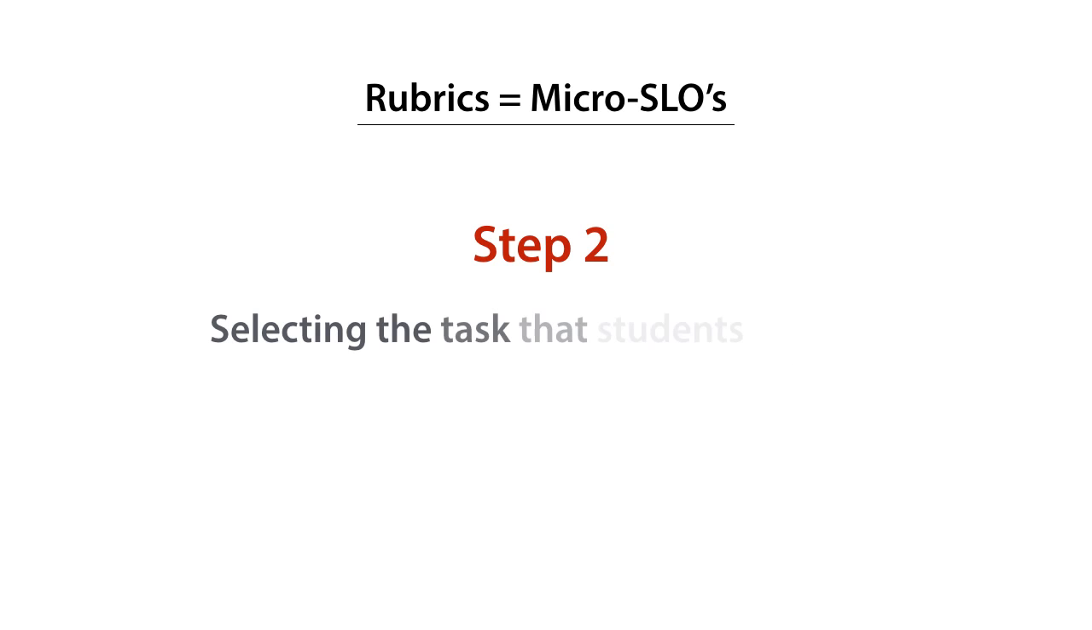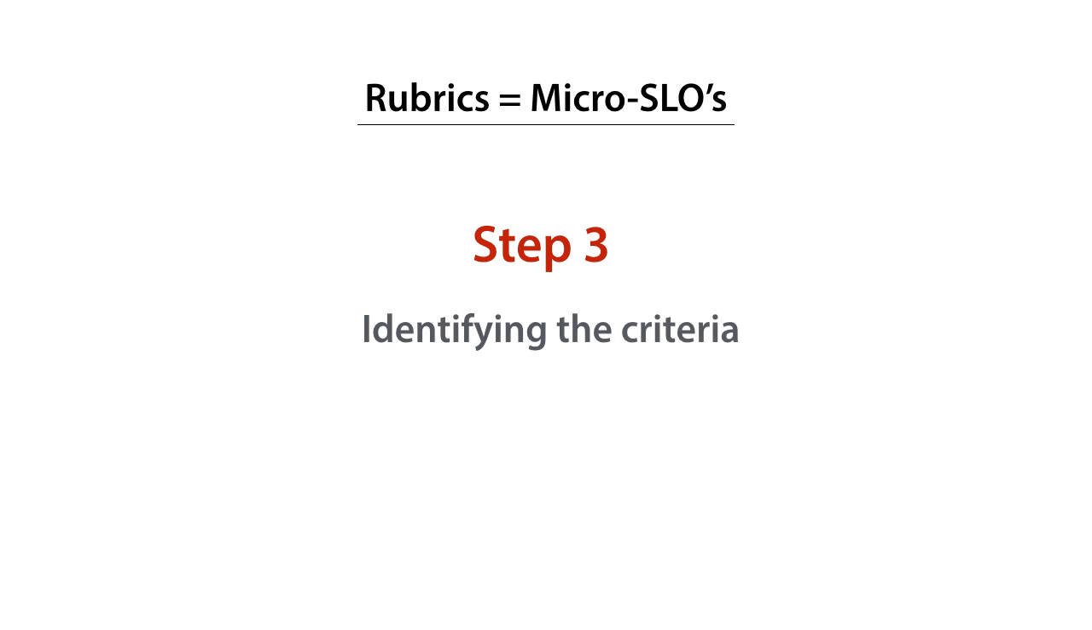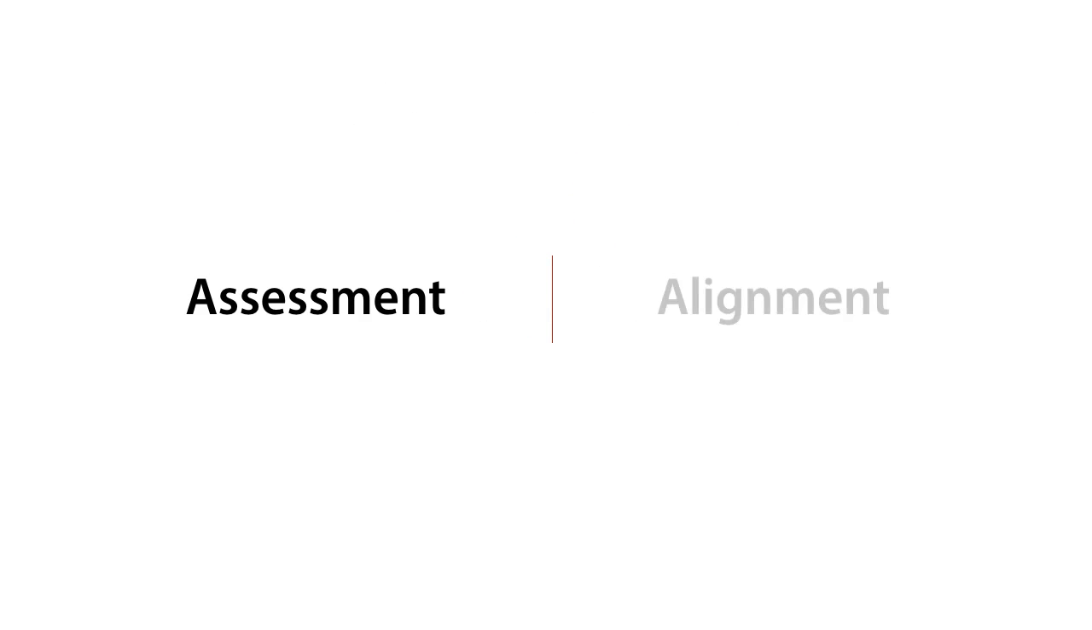And selecting the task that students perform, well, that's about our course design and aligning our learning opportunities with our SLOs. And now here we are designing the assessment. We're identifying the criteria, and the rubric is where we write out the very specific measurements that tell us whether or not we met our finish line. So rubrics are very much tied up and integrated into this whole process of assessment and alignment.